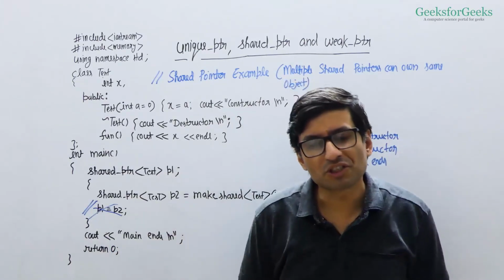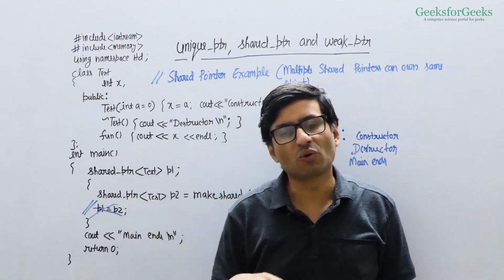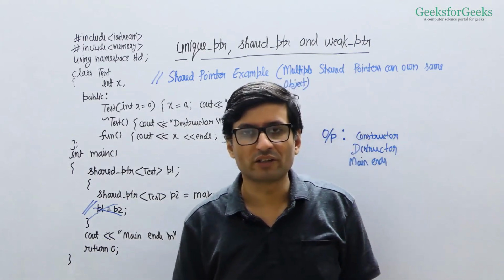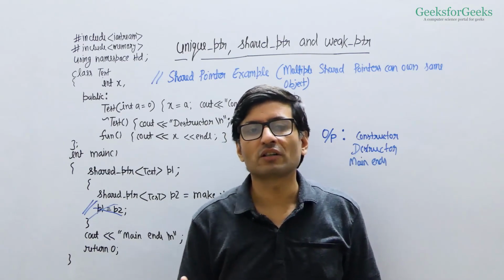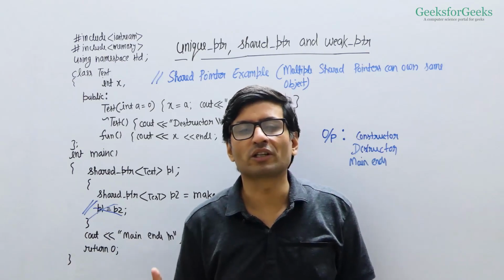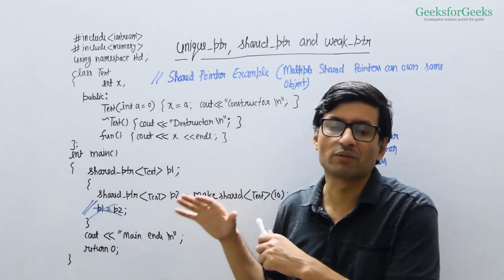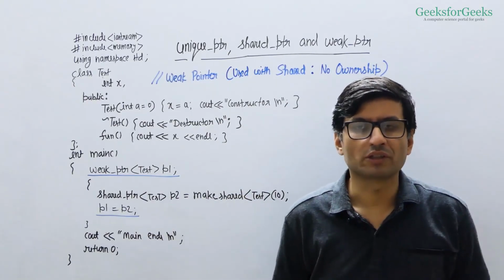So we have talked about shared pointer, which allows multiple shared pointers to own an object, but it also involves overhead. So in general, if you can use a unique pointer, it's better to use the unique pointer than shared pointer because there is extra overhead involved for reference counting. Let us now talk about weak pointers.